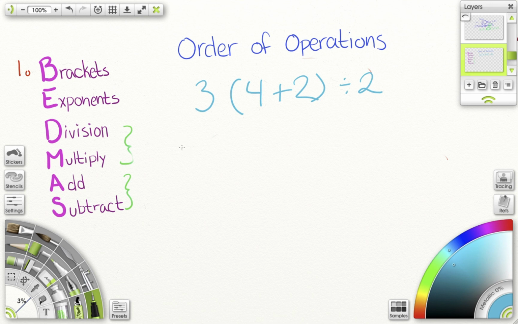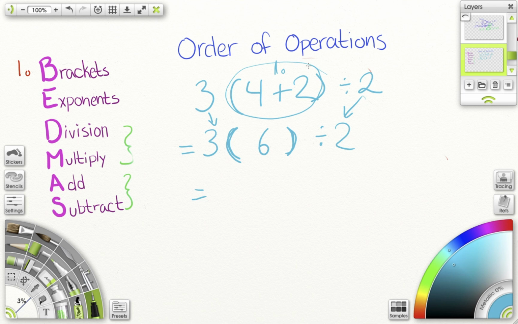So first of all, let's do this in order. We have to do our brackets. What's under our brackets is 4 plus 2. So this is step number 1, our brackets. I bring my 3 down and leave it here. I'm going to leave my number inside the bracket. 4 plus 2 equals 6. That's going to stay in the bracket for now, and then divided by 2. These numbers I just brought down, I didn't change them. The only thing I did was add 4 plus 2 in that bracket.